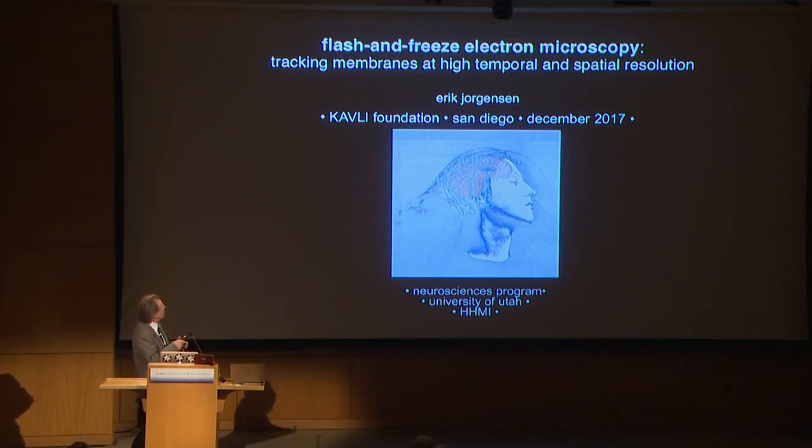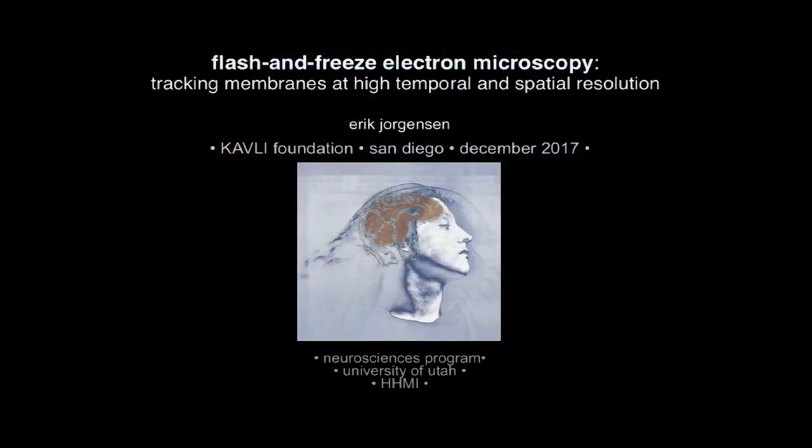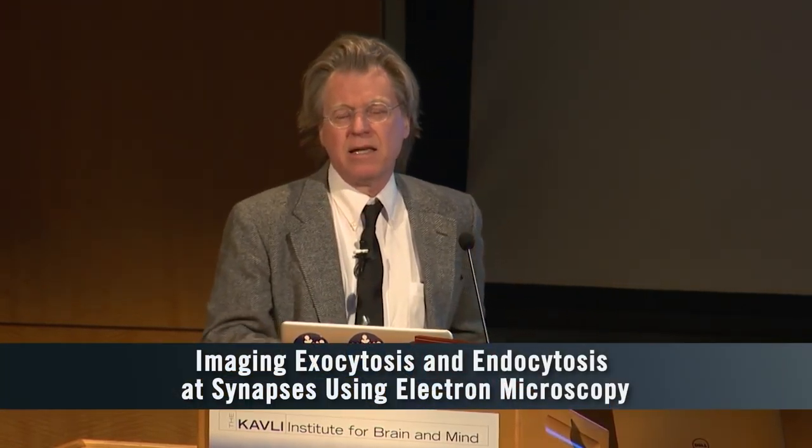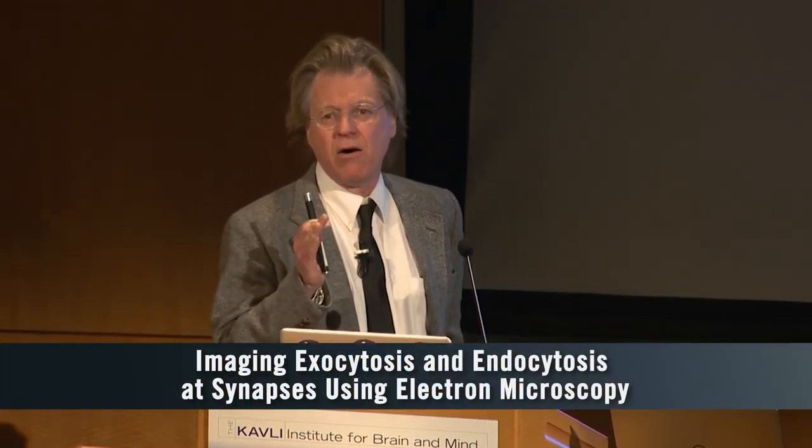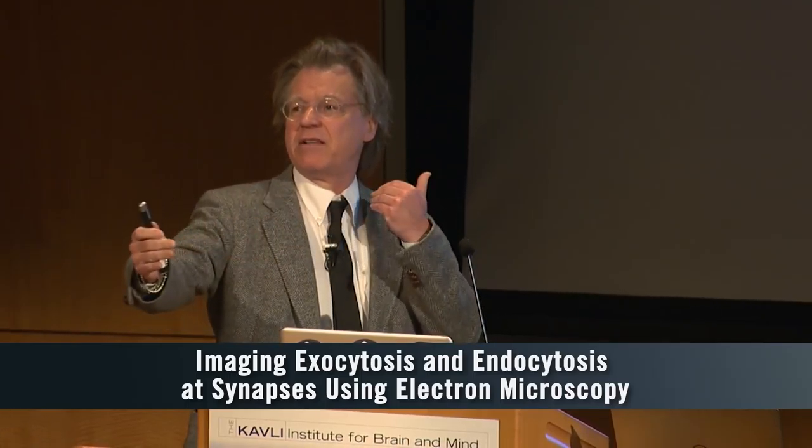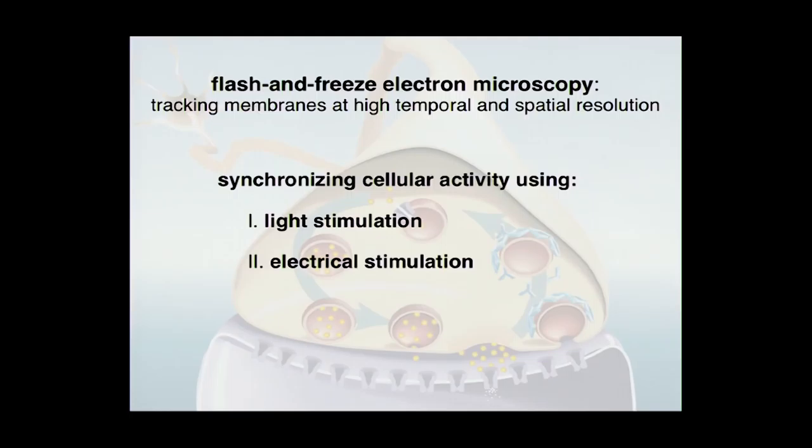So what I'd like to tell you about today is our efforts to get high temporal and spatial resolution of changes in membranes in the cell. And what we're doing is using electron microscopy with a technique that's called flash and freeze. And the key to this technique is to be able to synchronize the cell at a particular time and then look at events that occur afterward. And so we've come up with two methods for synchronizing cellular activity. The first is light stimulation, and the second is electrical stimulation. So I'll tell you about both of those.